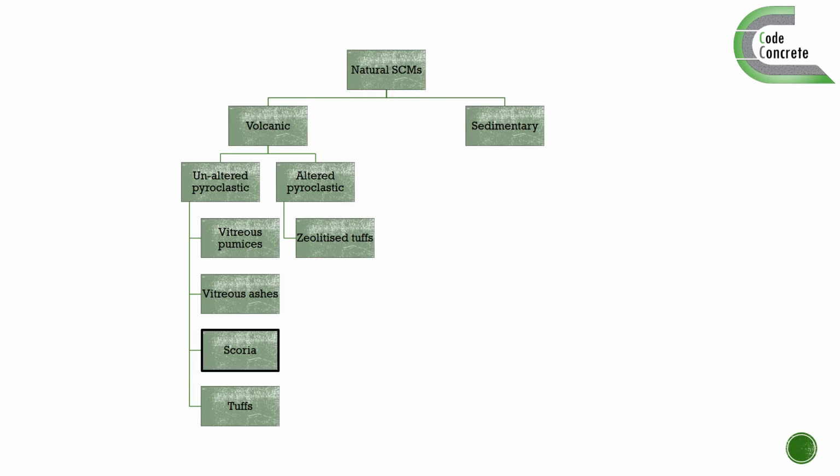Scoria. It is a lightweight and vesicular igneous rock just like pumice, however it is darker in color, denser, and has a different chemical composition. It is created from basaltic magmas, and contains mineral crystals.